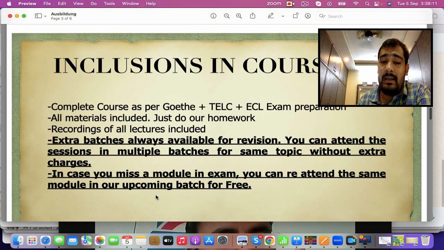Second most important point: if you miss a module in the exam, you can re-attend the same module in our upcoming batches, 2 batches, for free. Please note it down. We are giving 2 batches free. If you join us and write the B1 exam, reading, writing, listening, speaking, and unfortunately you don't clear it for whatever reason, though our result is more than 90-95%, it's not like we are perfect or you are perfect. It might happen that you miss 1 or 2 modules in the exam.